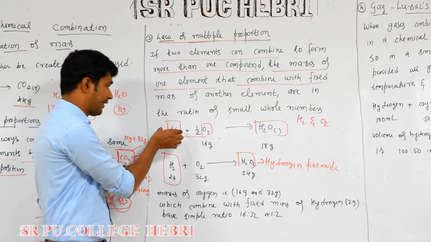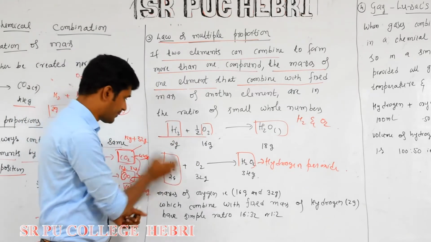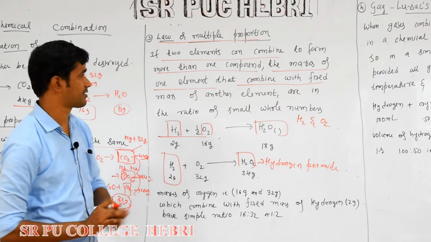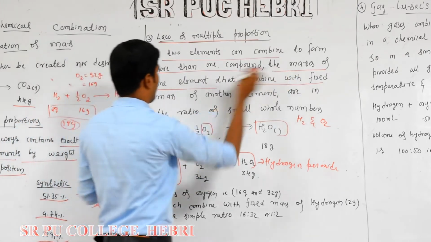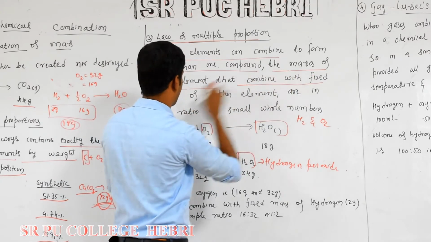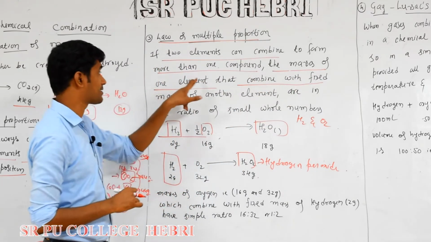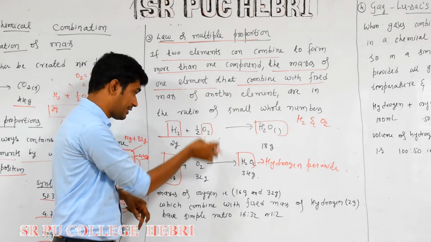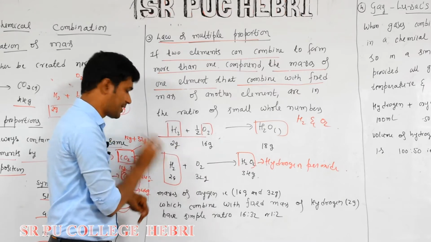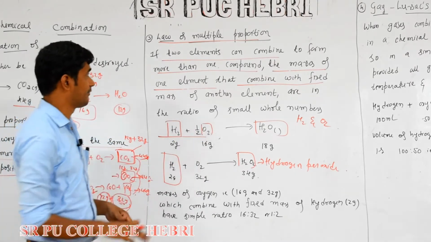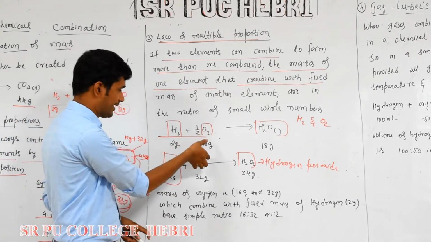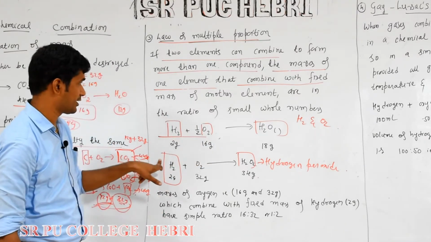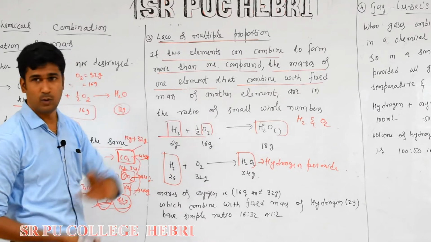Okay, so the mass of hydrogen is 2 gram here. Here also the mass of hydrogen is 2 gram. The masses of hydrogen in both the reactions are fixed. So now see, the masses of one element that combine with the fixed mass of another element means mass of what? Mass of oxygen, because oxygen is going to combine with a fixed mass of hydrogen. So now here we write the masses of one element, that is oxygen, that combine with the fixed mass of hydrogen are in the ratio of small whole numbers.